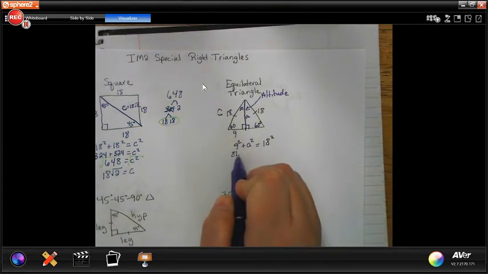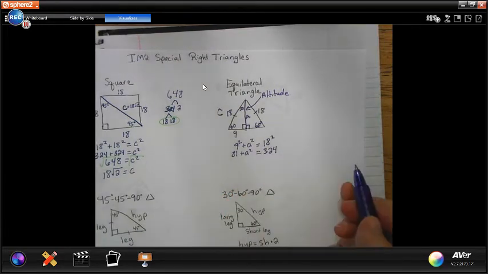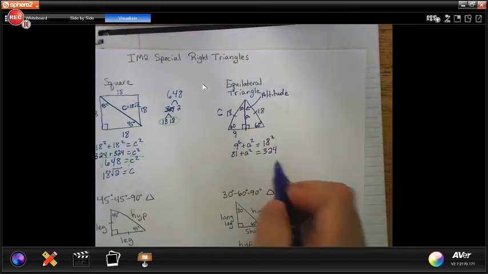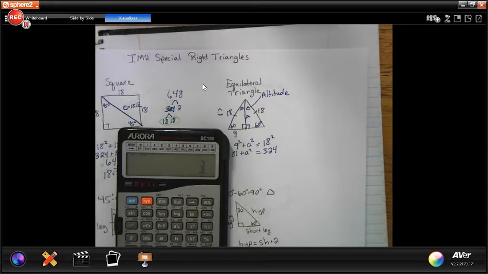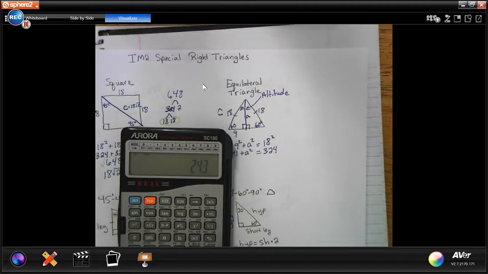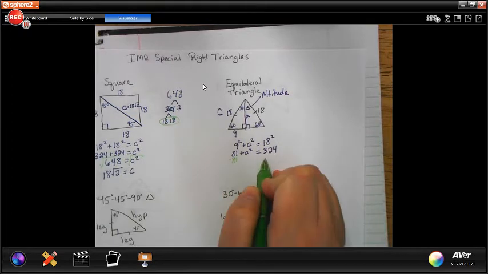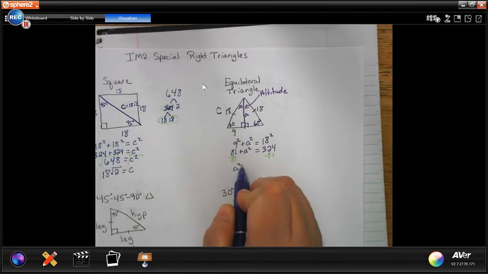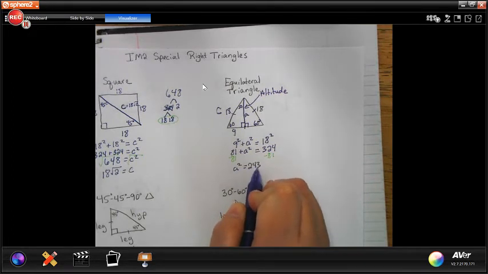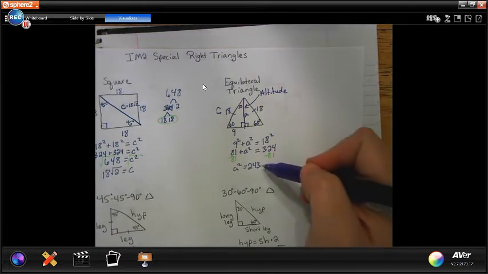So I know this is 81. I know this is 324. So 324, I need to minus 81 from it. 324 minus 81 is 243. So we're subtracting 81. And so I get a squared equals 243. And this is not a perfect square.